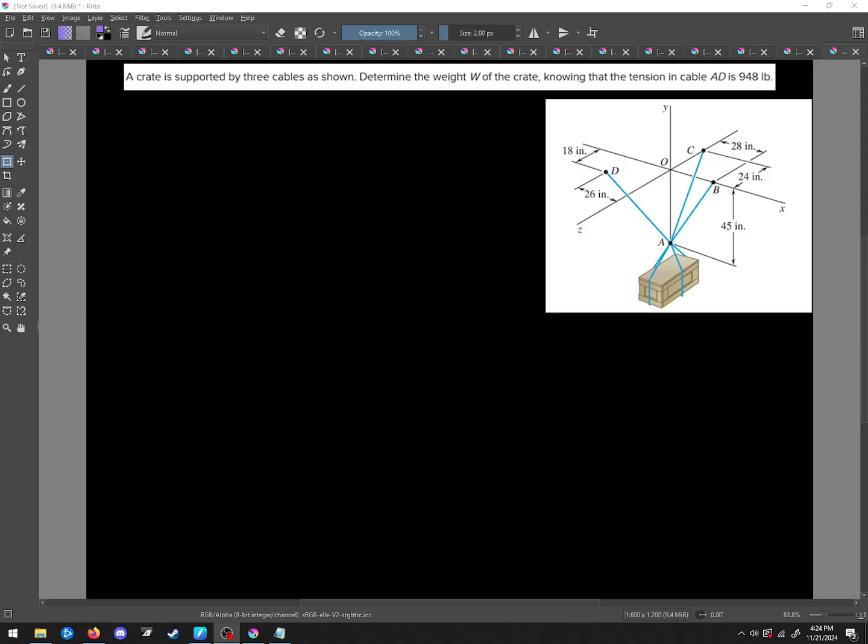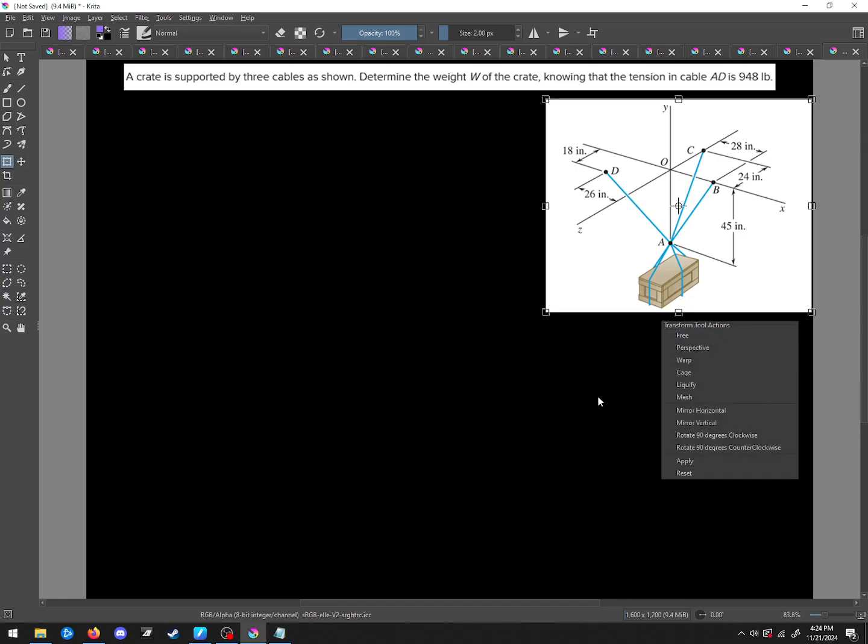Here's a fun one. We have to find weight W. And if you don't see this, I'll draw a free body diagram right here on the picture. We're going to have a tension in cable AD, AC, and AB. Those are our tensions in the three cables, but not just that. Where's the tension coming from? What's the force? Well, the force is right here, coming down.